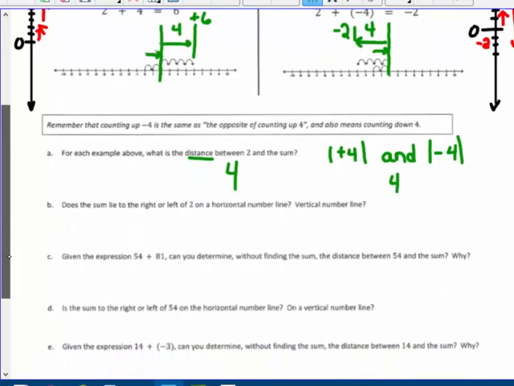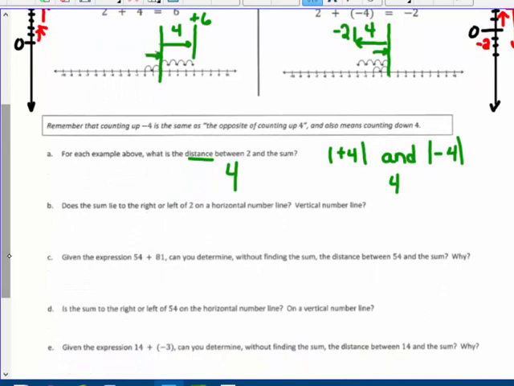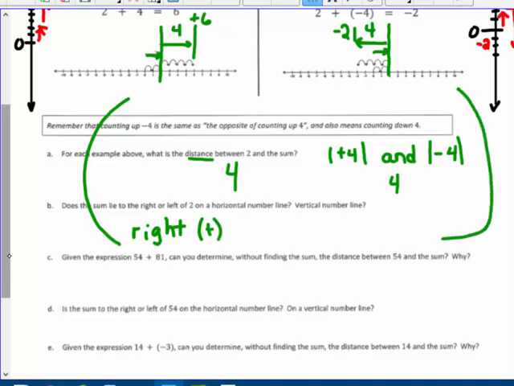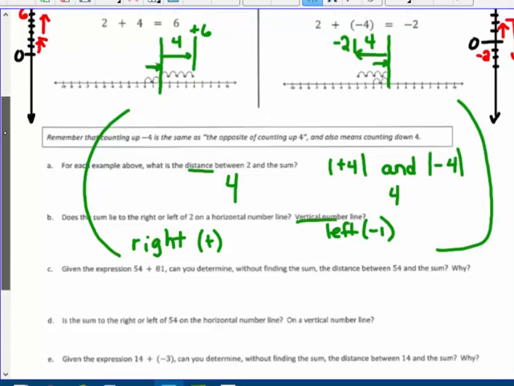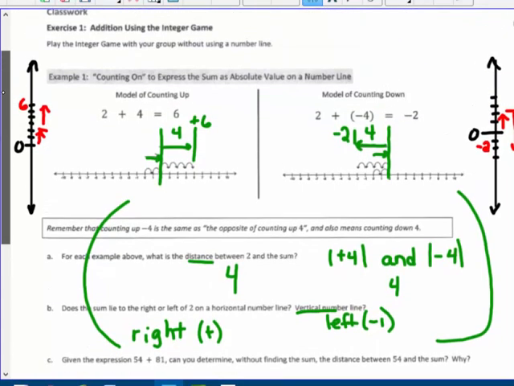Does the sum lie to the right or left on the horizontal number line? Well, in this example, it lies to the right, which is positive. In this example, it lies to the left, which is negative. But they also ask about vertical number lines. So I drew them in. You don't have them on your paper, but you can see them here.